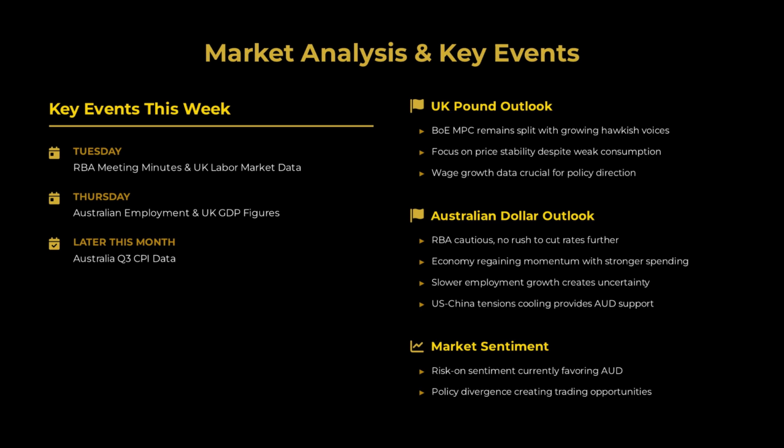Looking at the UK pound outlook, the Bank of England's Monetary Policy Committee remains divided, but hawkish voices are growing louder, emphasizing price stability despite weak consumption. For the Australian dollar, the Reserve Bank of Australia is taking a cautious stance with no rush to cut rates further. Australia's economy is regaining momentum with stronger consumer spending, though slower employment growth creates uncertainty.